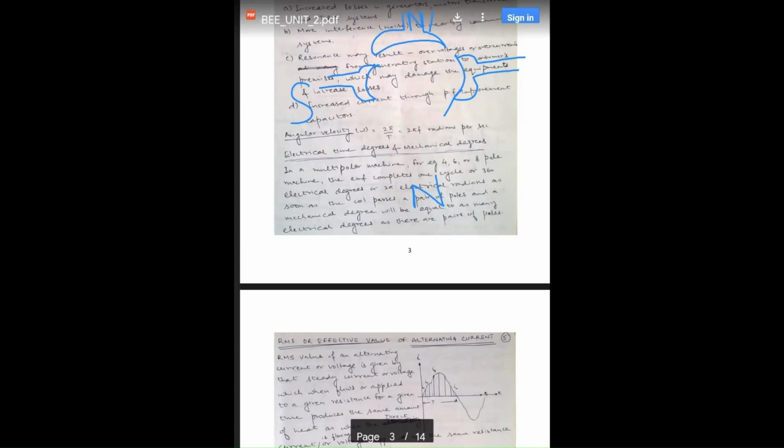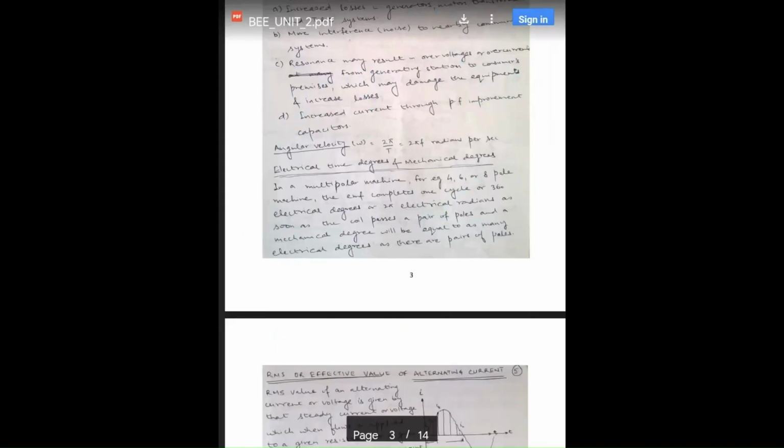Electrical degrees remains 180 degrees. So here there is a 180-degree angle, electrical angle, but the mechanical angle will be 90 degrees. Here between the North Pole and the South Pole, it is again 180 degrees, 180 degrees, 180 degrees, and so on. So this is the difference between the mechanical angle and the electrical angle and the arrangement of the poles.